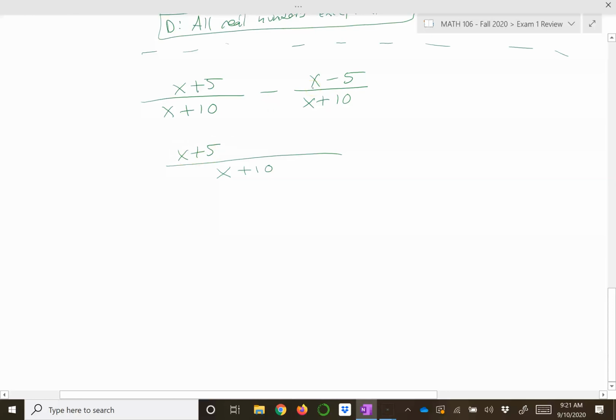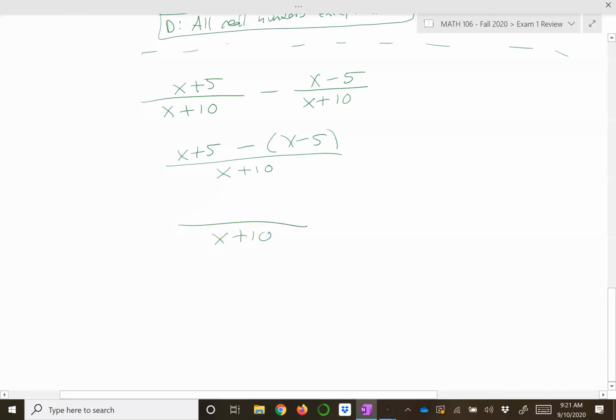But here's how I think you should write this out, because this is how I do it in my head. Subtracting, and then in parentheses, I'm going to put x minus 5, because that negative sign has to be distributed through all the terms in that second numerator. So what do I get here? Well, the x plus 10 stays on the bottom.